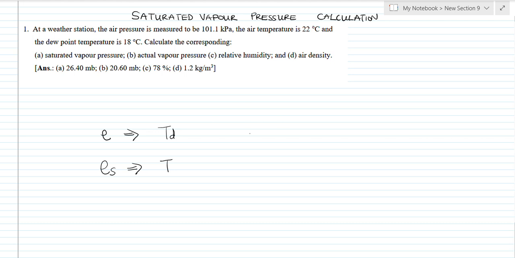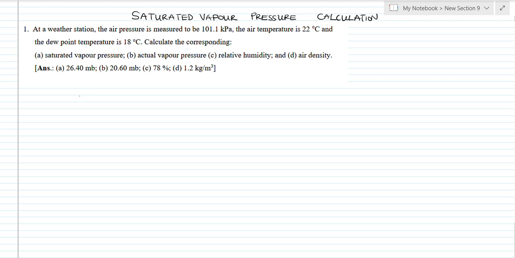So if we are using the curve and we look for the actual or unsaturated vapor pressure, it will give us the corresponding dew point temperature. If we use the saturated vapor pressure, it will give us the air temperature, the temperature for the unsaturated air. Do you get it? So you need to know. In this case, we are not going to use the curve, we are going to use the relation.